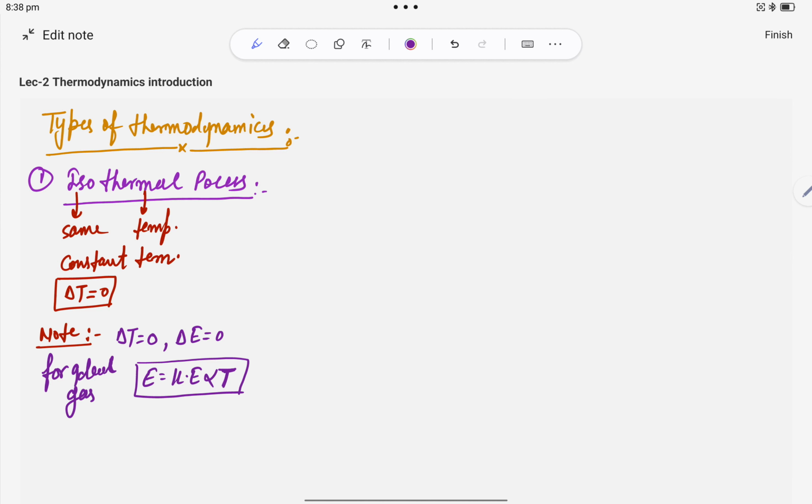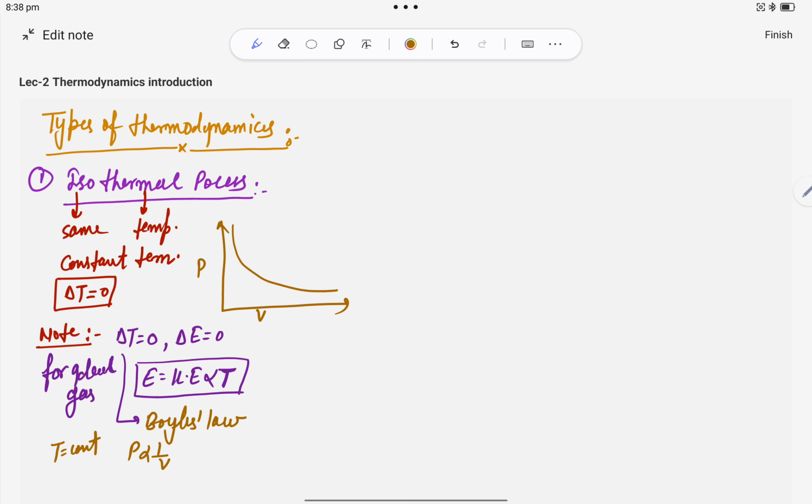Here, constant temperature, which rule will we apply? Boyle's law. Remember, what is Boyle's law? At constant temperature, if T is equal to constant, then pressure is inversely proportional to the volume, and what is the graph? Pressure versus volume is a rectangular hyperbola.